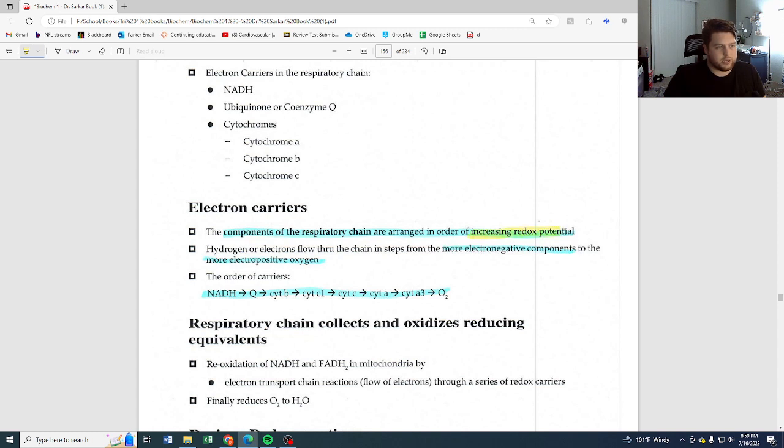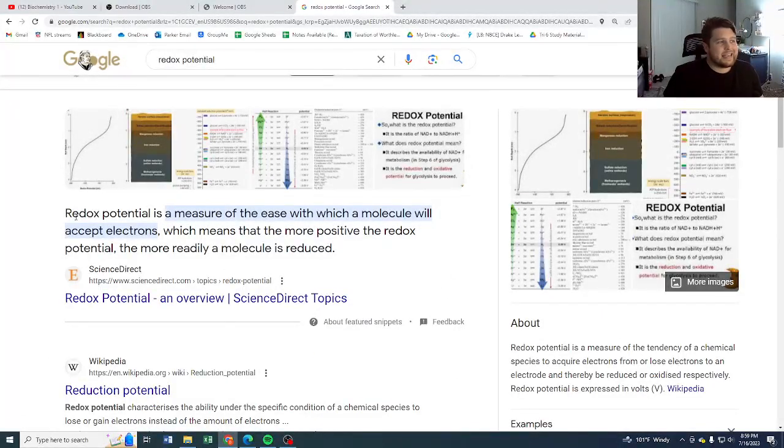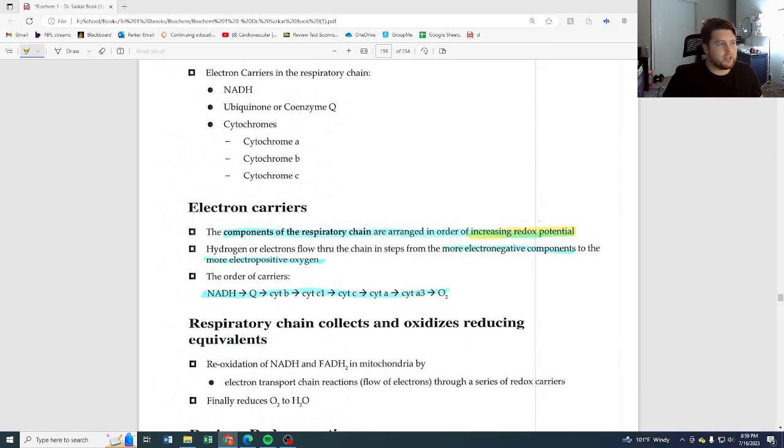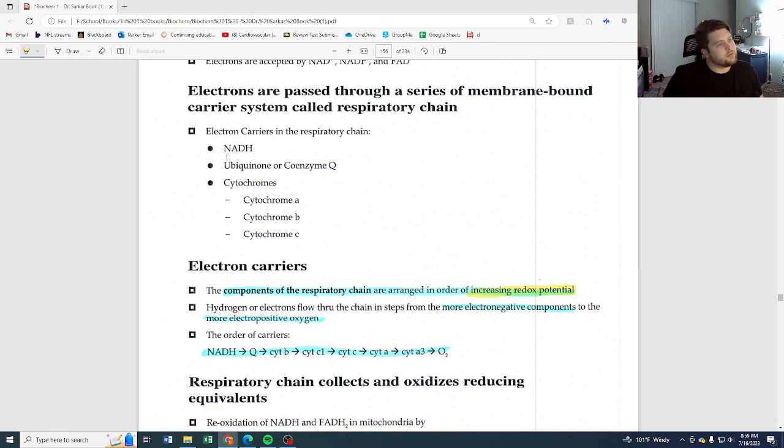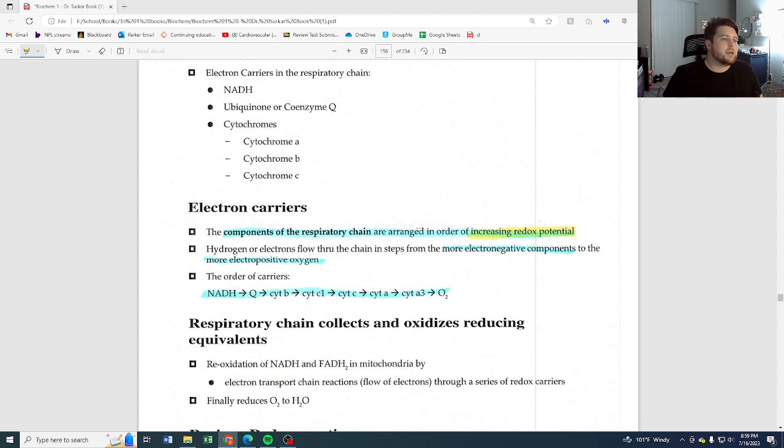Increasing redox potential. Let's find a good definition for what redox potential is. So redox potential is a measure of the ease with which a molecule will accept electrons, which means that the more positive the redox potential, the more readily a molecule is reduced. So as we go down the line from NADH to coenzyme Q and to our different cytochromes, they are more and more willing to accept an electron.